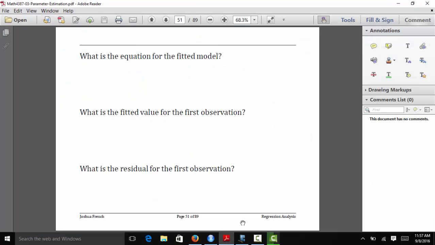So some questions for you guys. What I want you to do is, once again, pause this video and try to answer these questions on your own. Take a few minutes and do that. You want to find the equation for the fitted model. You want to find the fitted value for the first observation, so y hat. And then you also want to find the residual for the first observation, which is just the fitted value minus the first response. We've already gone through enough information that you can compute these if you know where to look. So take a few minutes, see if you can answer these questions, and then we'll look at the solution together as a class.